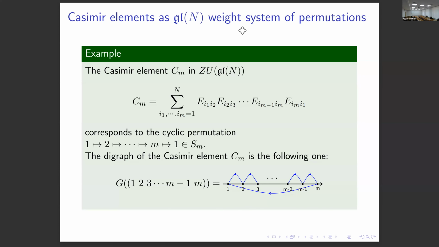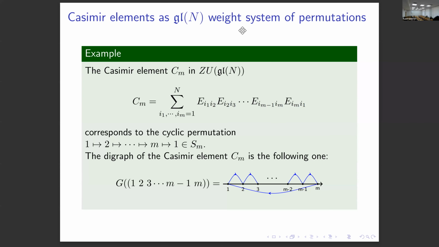And the Casimir element C_m in the center is the summation of E_{i1,i2}, E_{i2,i3}, up to E_{i_{m-1},i_m}, E_{i_m,i1}. So it exactly corresponds to the wave system of the standard cyclic permutation, 1 to 2, 2 to 3, 3 to 4, and m-1 to m, m to 1. This is the standard cyclic permutation in S_m. Our definition of the wave system corresponds to the Casimir element C_m in the center.